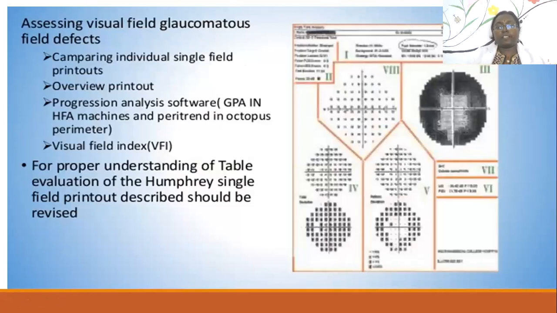So this is a gray scale, which is used to describe the visual field defects for a layman. The dark spots correspond to the visual field defects.